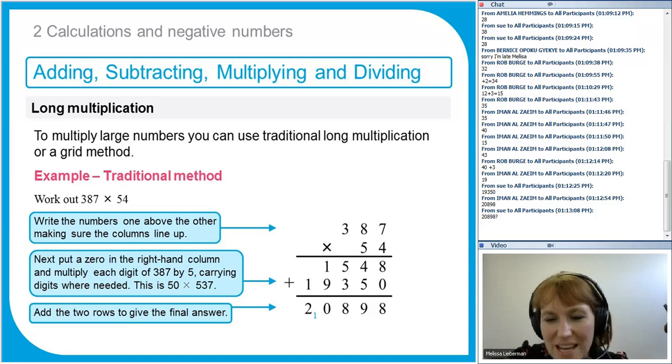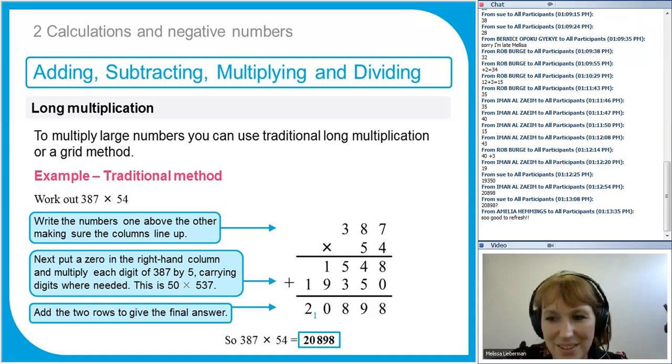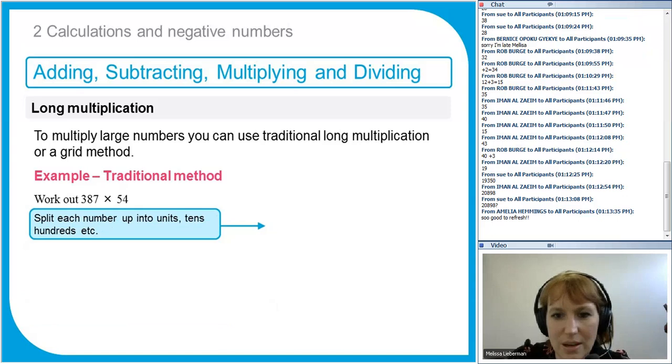And I think we've got to the answer that I think it was Rob said all the way at the beginning. There we go, 20,898. Everyone happy with that method? It's good to have a refresh, because if you haven't done it in ages, and everyone uses calculators nowadays, you probably will have to do a long multiplication in the exam, so it's a good idea to refresh yourself.